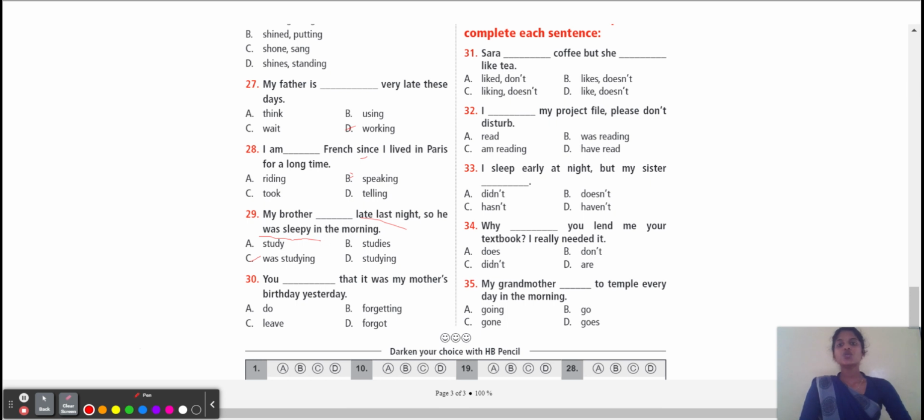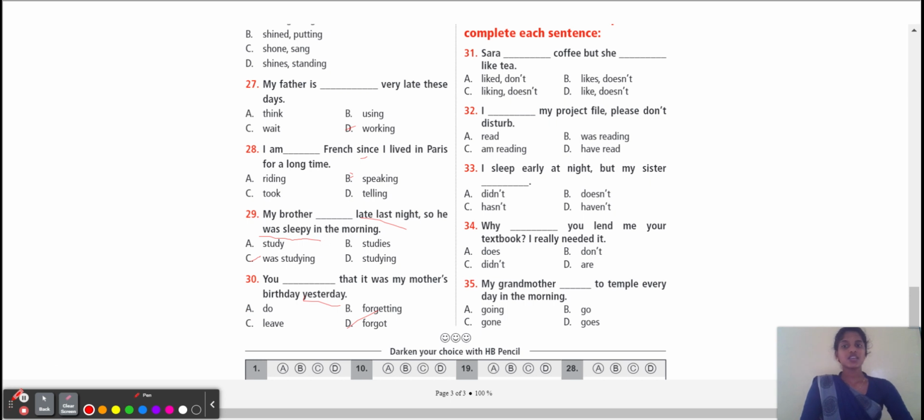30th question: You dash that it was my mother's birthday yesterday. Here the options: A, do; B, forgetting; C, leave; D, forgot. Yesterday is mentioned here, which is the past tense. So forgot is the correct answer for that. Forgot is the past tense. Forgetting is continuous, do is present, and leave is also a present tense.